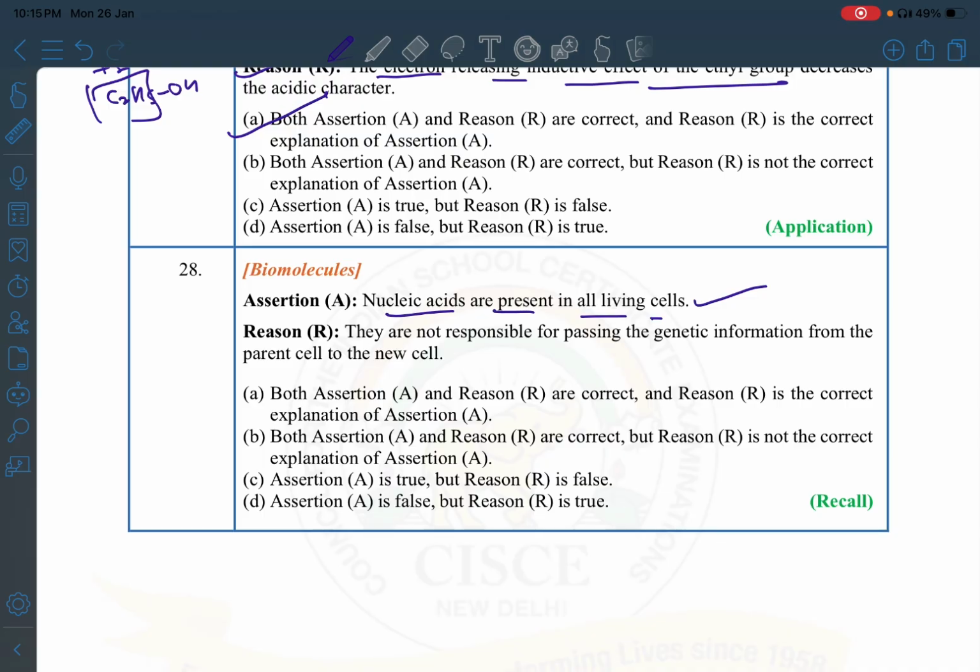No, this is the work of nucleic acid. They do pass the genetic information from one generation to another generation. So R is true, A is true. R is false, sorry, R is false. A is true. So for question number 28, C is the correct answer.